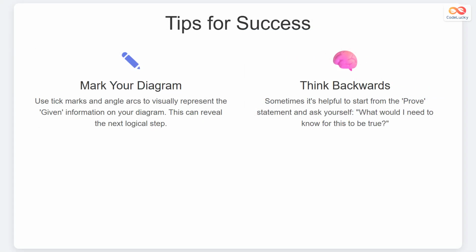To make writing proofs easier, always mark up your diagrams with the given information. Use tick marks for congruent segments and arcs for congruent angles. Another helpful strategy is to think backward. Start with the prove statement and ask yourself what you need to show for it to be true. This can help you see the logical path you need to build.